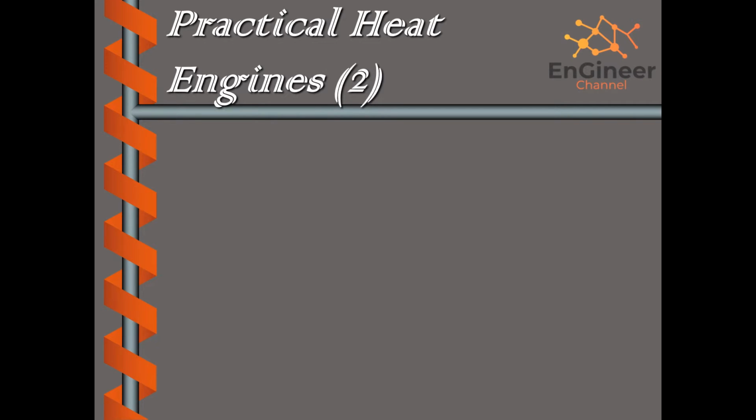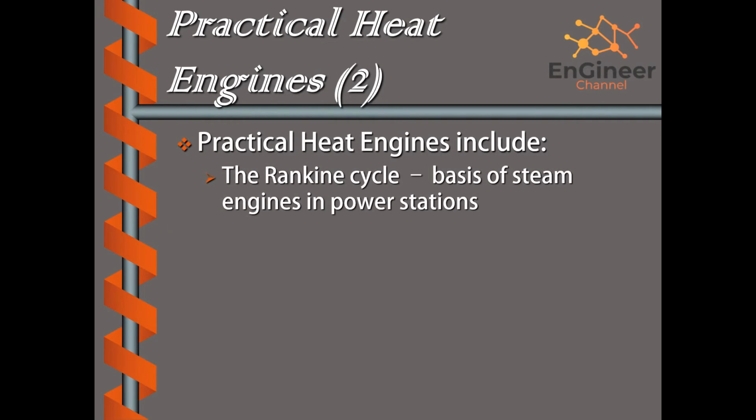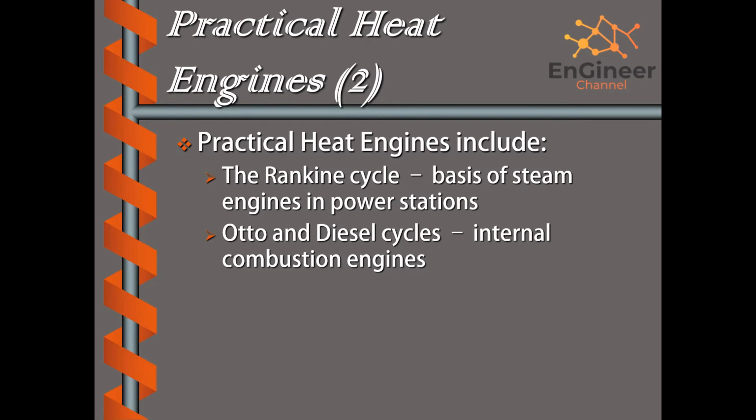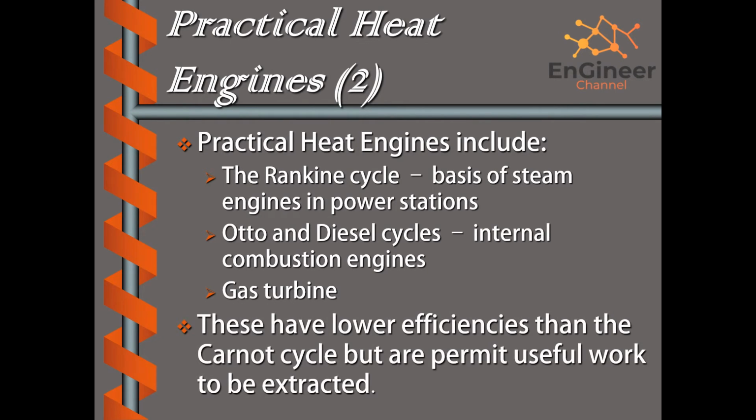Passing to the second part of practical heat engines. Practical heat engines include the Rankine cycle, the basis of steam engines in power stations, Otto and diesel cycles, internal combustion engines, and gas turbines. These have lower efficiencies than the Carnot cycle, but permit useful work to be extracted.